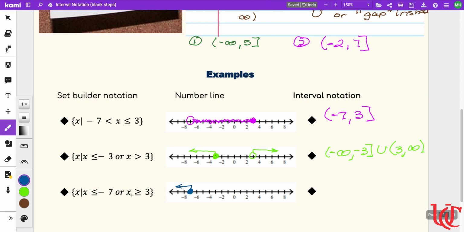Or, and then x is greater than or equal to 3. So I've got a closed circle at 3 as well. And x is greater than that, greater than or equal to. All right, so it's going to be similar to the one above, only we can mix and match those in the brackets and the parentheses, as we could see in that very first one. We could also have the same brackets on parts. So it's mix and match, your choice.